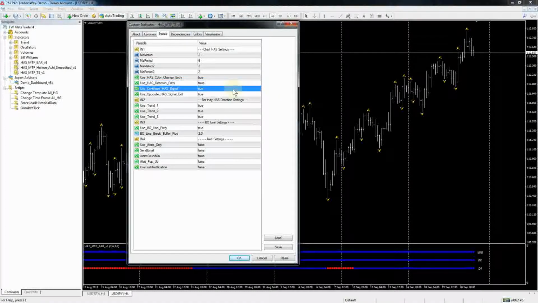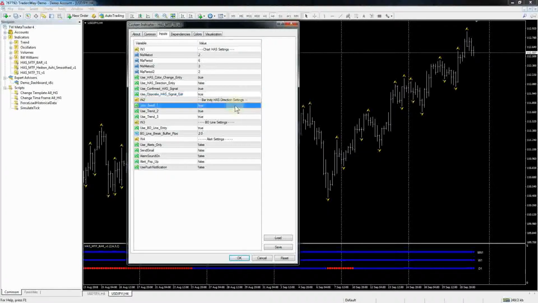And in this case, we also got it set at true for confirmed, which means it's going to wait one candle. It's going to wait for that first candle after the color change to close to confirm that it really is a color change. And then we got to use the opposite hash if you want to use it as an exit.